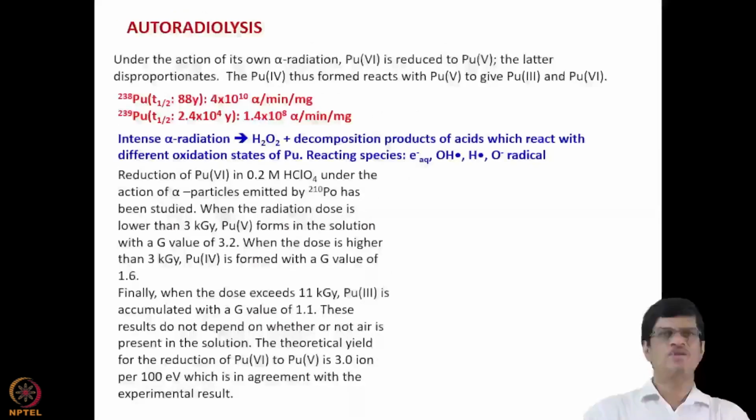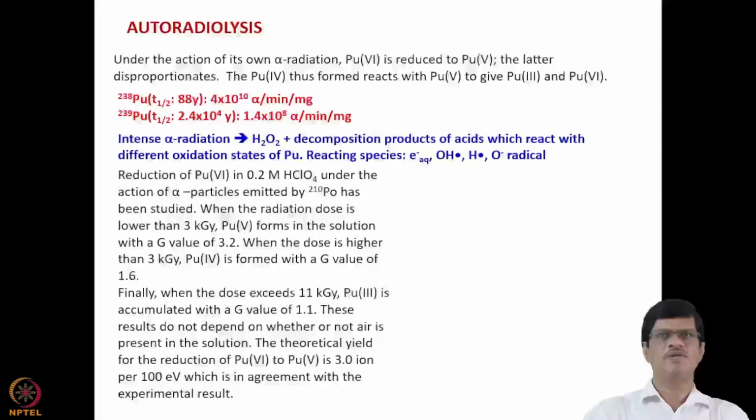Now coming to another important topic, which is autoradiolysis. We know most of the actinides undergo alpha decay, and under the action of their own alpha radiation, the actinides can undergo oxidation and reduction reactions. So I have taken in this case only the case of plutonium, which is one of the most important actinides, and how the plutonium oxidation state is changing because of the radiation emitted from the plutonium. I will be discussing that in this section.